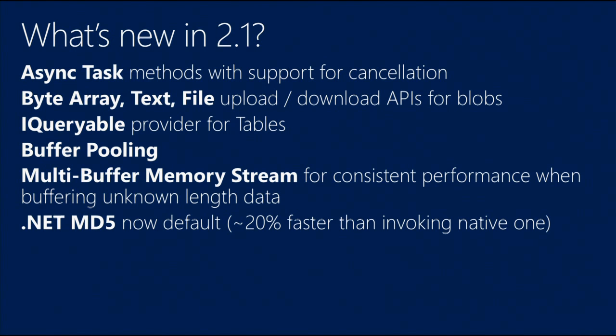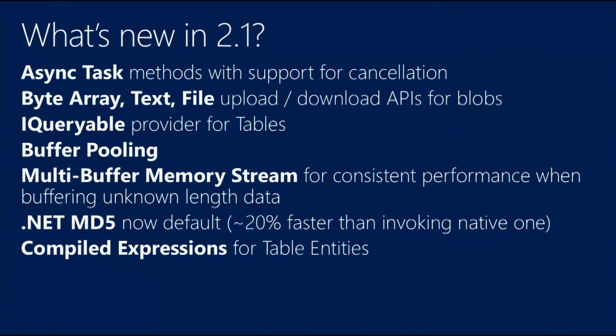The .NET MD5 implementation is now default. Again, the performance suite found this out. We released a FIPS-compliant native MD5 implementation for the 2.0 library, which is great if you need FIPS compliance, but it is slightly slower. So in 2.1, we've reverted to make .NET MD5 now default, and if you want to, you can opt back into FIPS compliant if you need that.